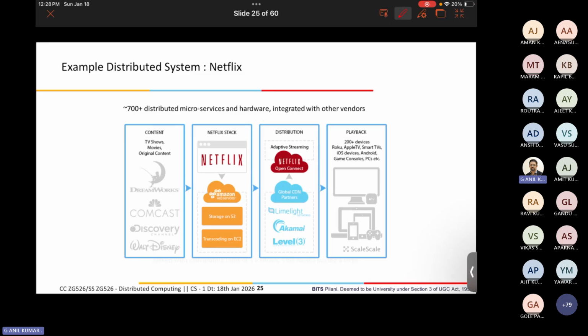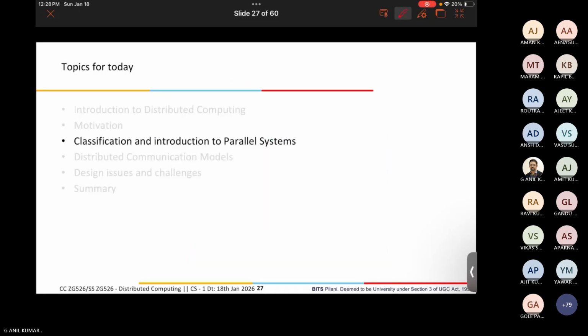Some examples: Netflix is using distributed computing capabilities to make this happen. The content creators, or the Netflix stack, the distribution and the playback, is totally on distribution and uses AWS. This is an example just to check how it works.